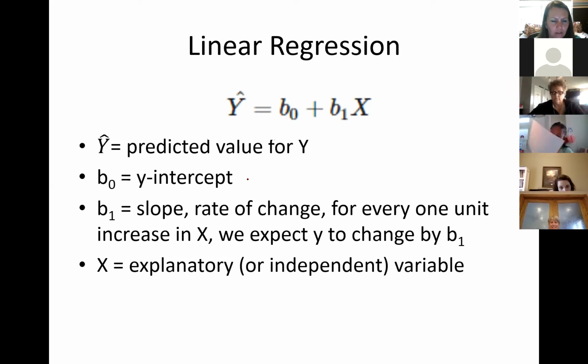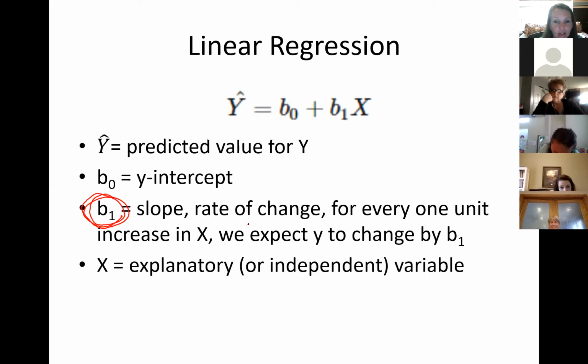So as a number, oftentimes the y-intercept isn't that interesting to interpret. But the part of our model that we love the most, and is the most interesting, is going to be our slope. So the slope is a rate of change, and it actually quantifies that relationship between x and y. So it tells you for every 1 unit increase in x, you're going to expect y to change by whatever the slope is.